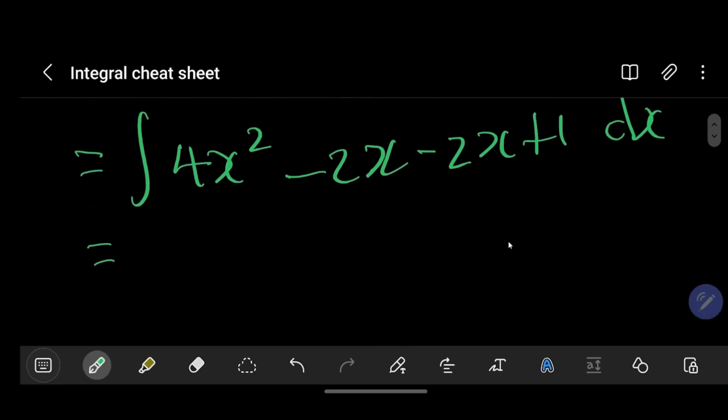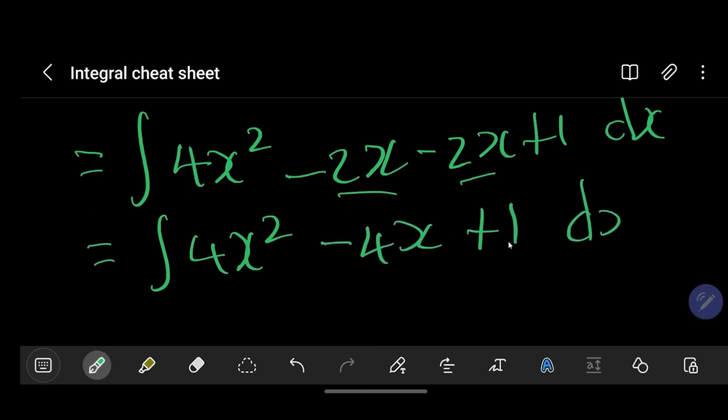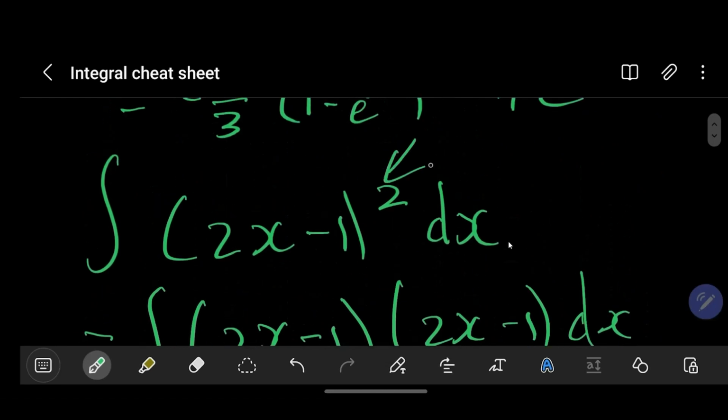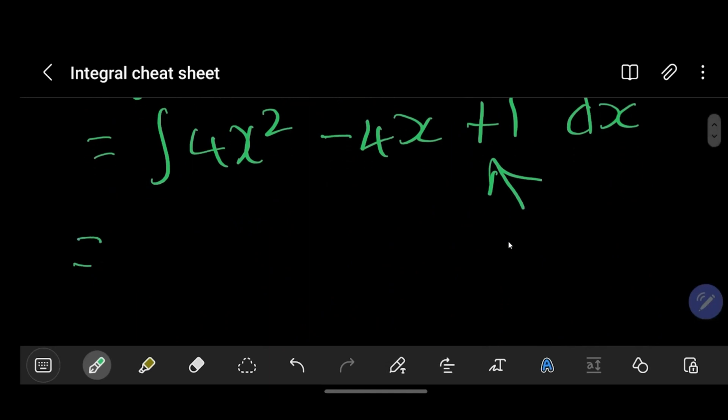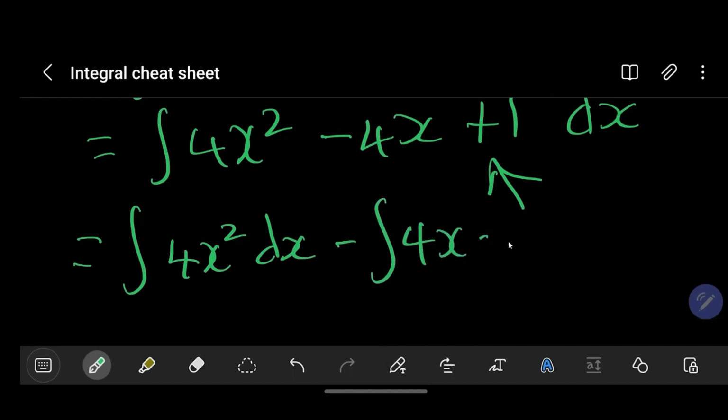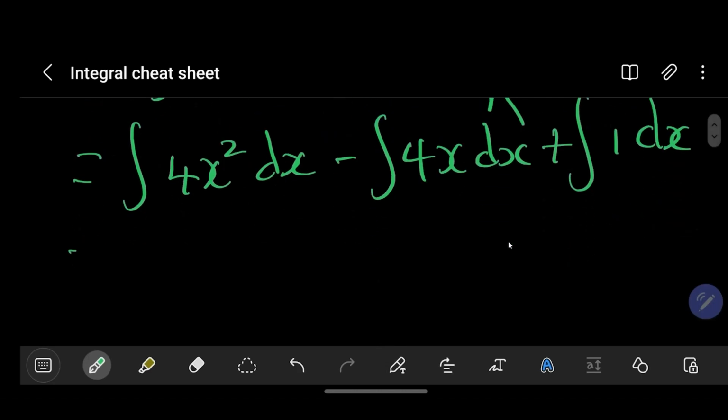Let's combine the like terms. So we'll have 4x squared, these two are like terms, so we'll have minus 4x plus 1 dx. So we went from here to here. And what is this? This is a polynomial, which means we can now use the sum and difference rule. So we can find the integral of 4x squared dx minus the integral of 4x dx plus the integral of 1 dx. And now we can see we can once again use the power rule here and here, and then use the constant rule at the end.